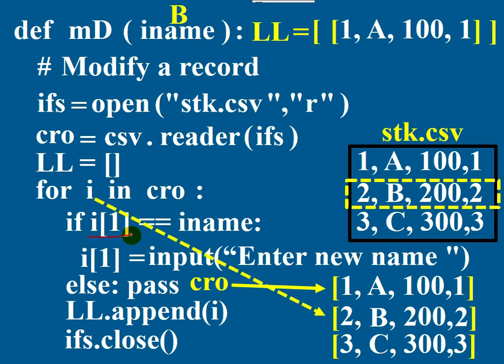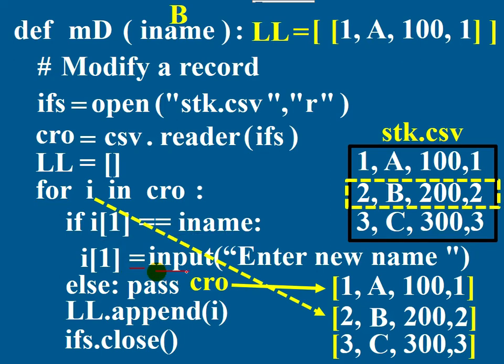Now what is I of 1? This time your I of 1 is B. So B equal to B, condition true. And why was the condition true? Because this is the row, this is the list to be modified. So here the condition is correct, control comes inside.